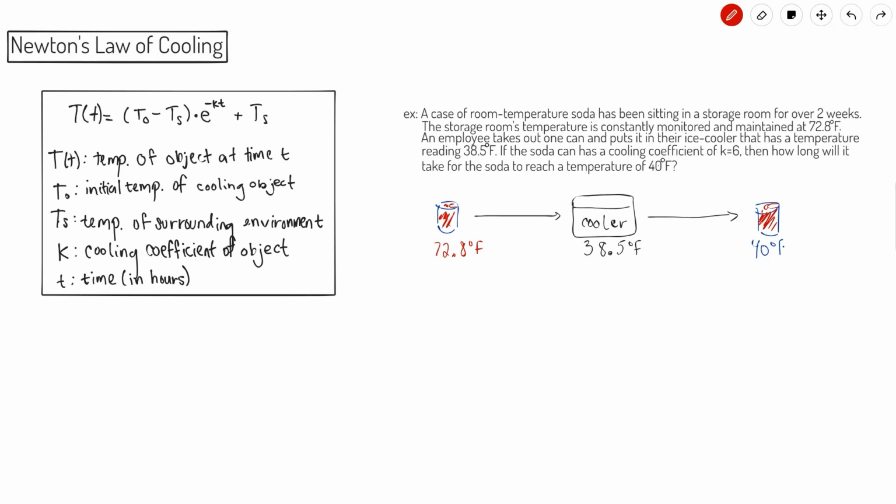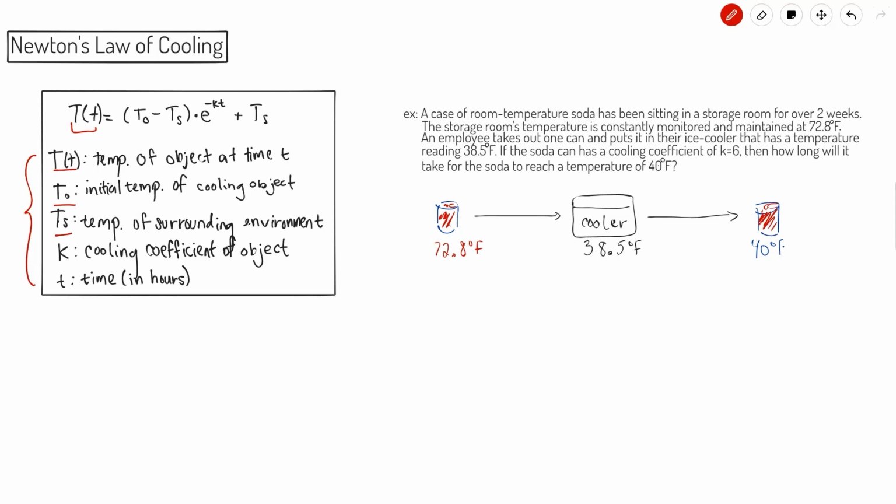Of course, to use any type of formula, we need to know what the variables stand for. Luckily, we have a list of those written right here. We see that the variable T of t on the left side represents the temperature of my object at time t. T sub naught represents the initial temperature of my cooling object, so the temperature that it starts at. T sub s represents the temperature of my surrounding environment.